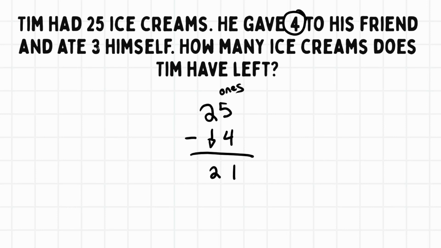But Tim also ate 3 himself. So we're going to have 21 minus 3. In this case, I can't do 1 minus 3, so I need to borrow from the 2. So this becomes a 1, and this will become 11. 11 minus 3 is 8, and this 1 I can bring all the way down.